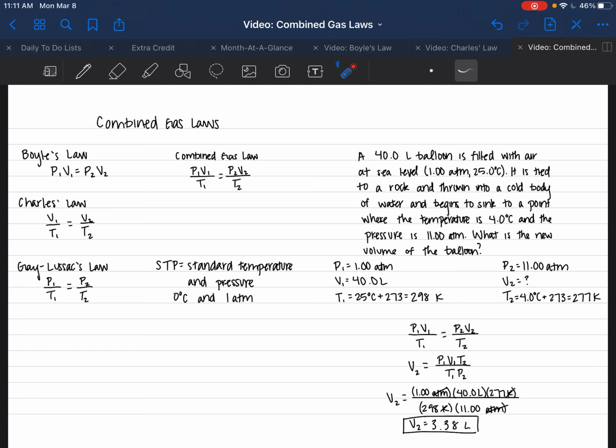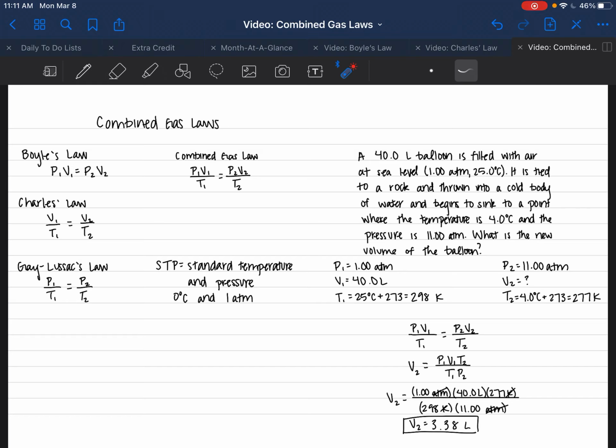So what if we were working with all three, pressure, volume, and temperature? It turns out it's pretty straightforward. We just combine them. So P1 times V1 is equal to P2 times V2. V1 over T1 is equal to V2 over T2. Our combined gas law just sort of literally combines those two. So P1 times V1 over T1 is equal to P2 times V2 over T2.